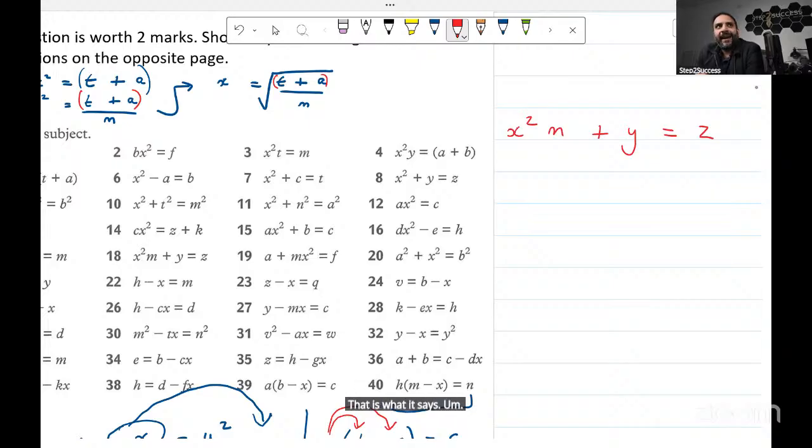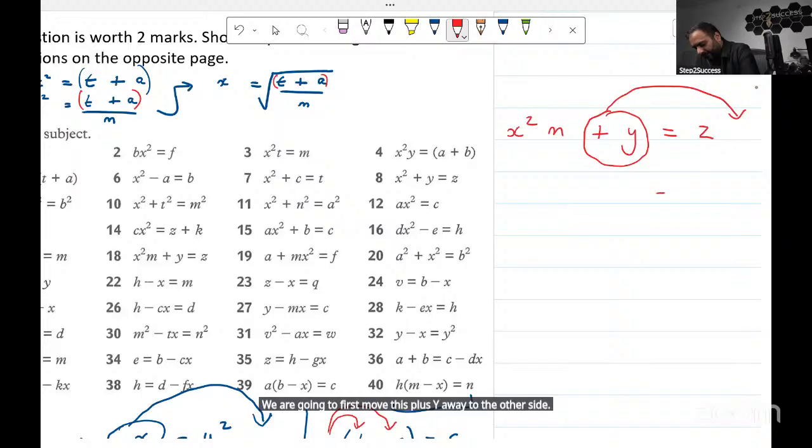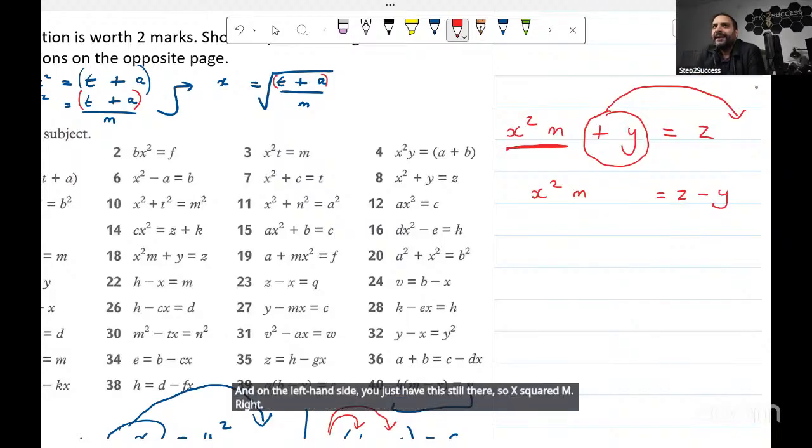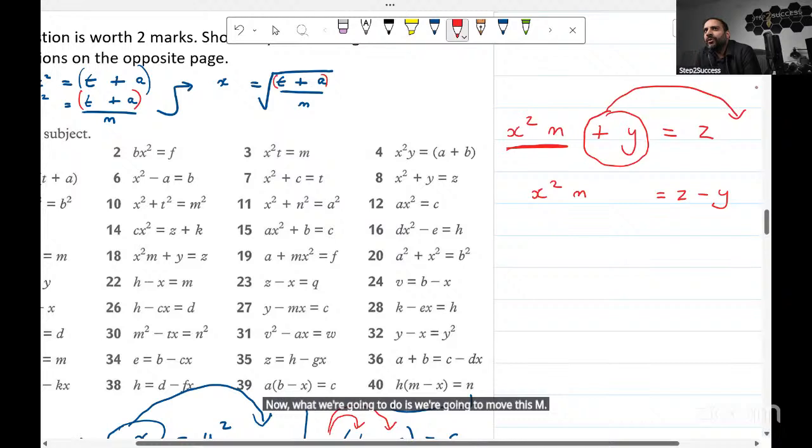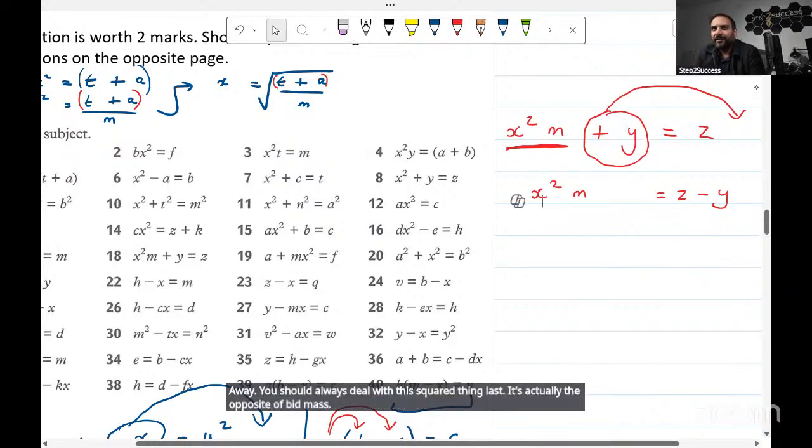And we have to make X the subject again. So let's do this slowly. We are going to first move this plus Y away to the other side, leaving you with Z, take away Y on the right-hand side. And on the left-hand side, you just have this still there, so X squared M. Now we're going to move this M away. You should always deal with this squared thing last. It's actually the opposite of BIDMAS, but I'll do that another time.